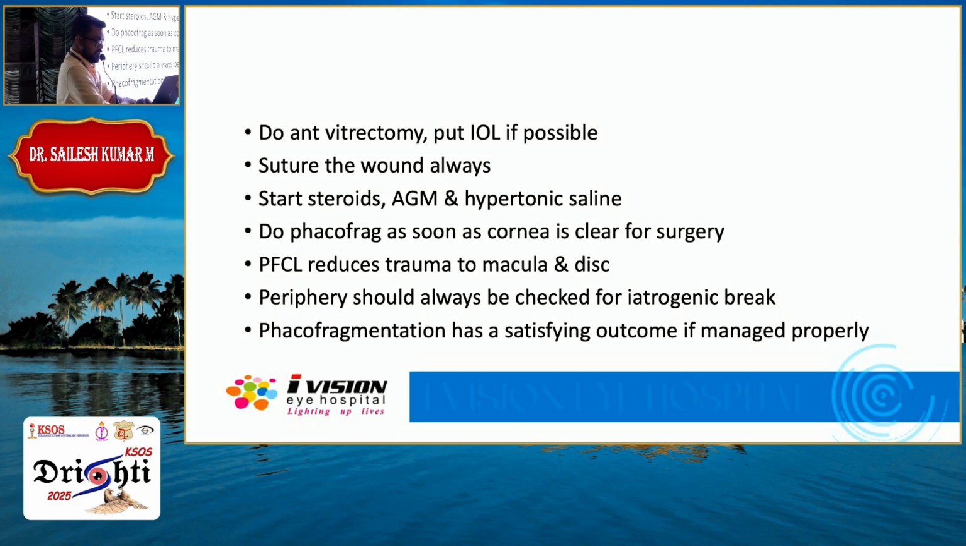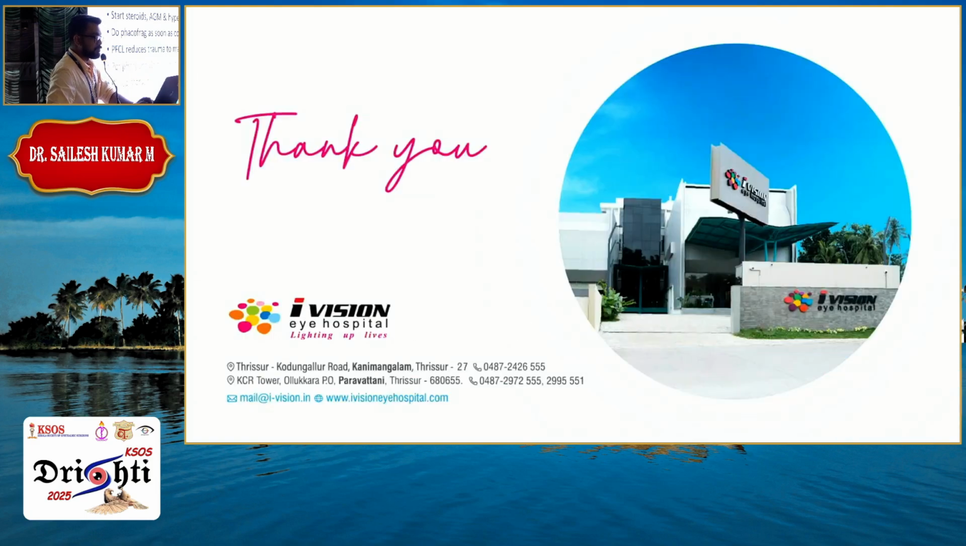Whenever there is a PCR and lens drop, do an anterior vitrectomy and put IOL if possible, and suture the wound always, and start topical steroids, anti-glaucoma medication, and hypertonic saline, and do phacofrag as soon as the cornea is clear for surgery. And PFCL always reduces trauma to the macula and disc, and periphery should always be checked for iatrogenic break. And phacofragmentation has a satisfying outcome if managed properly.